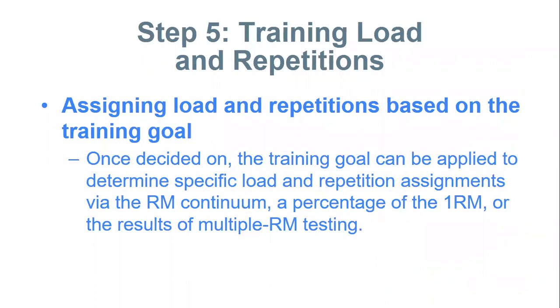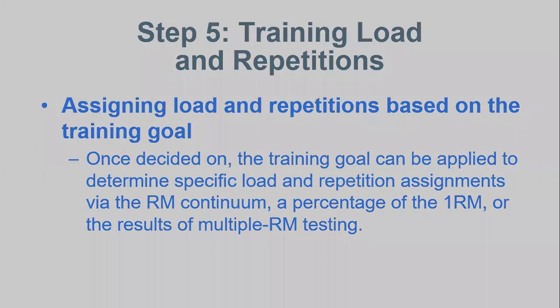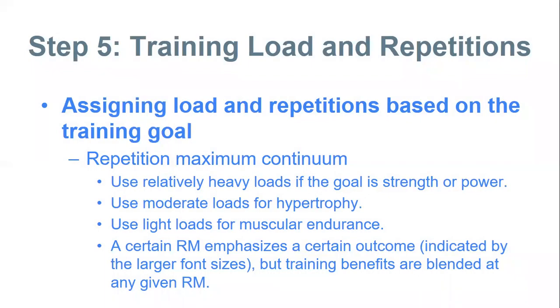So step 5 is talking about training loads and repetitions. It's assigning the load or the resistance amount and the repetitions based on the goal. Thinking of the repetition maximum continuum, use a relatively heavy load if the goal is strength or power, moderate loads for hypertrophy, and light loads for muscular endurance. The heavier you are, the more your goals are strength and power. The lighter you are, typically for muscular endurance.